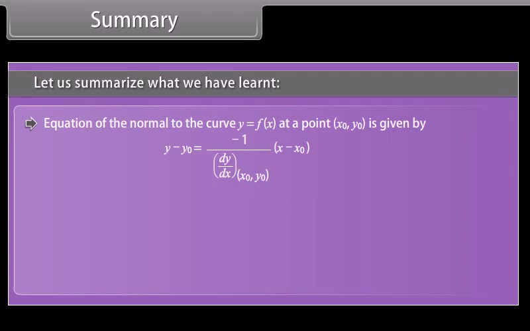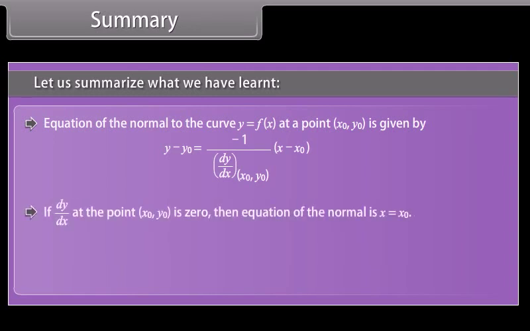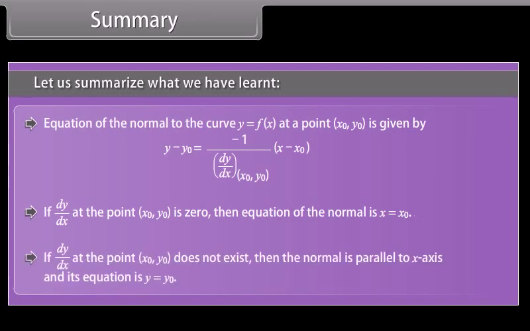Equation of the normal to the curve y = f(x) at a point (x0, y0) is given by y - y0 = -1/(dy/dx at (x0, y0)) (x - x0). If dy/dx at the point (x0, y0) is 0, then the equation of the normal is x = x0. If dy/dx at the point (x0, y0) does not exist, then the normal is parallel to the x-axis and its equation is y = y0.